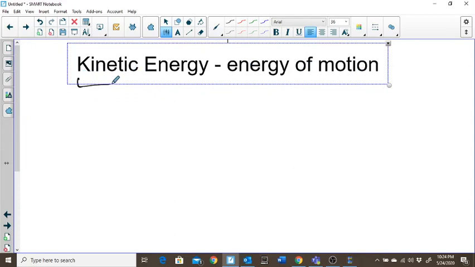Kinetic, we can take a look at this first part, and it comes from a Greek word, kinema. And I was writing that with a C because that's where we get our word cinema. And you go to a cinema for moving pictures.